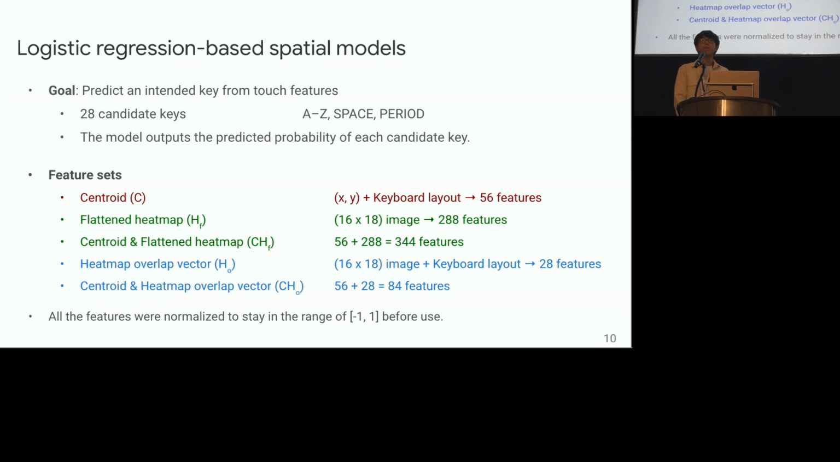Furthermore, we devised a novel representation of the heat map called the heat map overlap vector, which is more lightweight. As you can see, the heat map overlap vector results in only 28 features, which equals the number of candidate keys. I will explain next how to construct this, and we can also use the heat map overlap vector together with the centroid. After we have the features, we normalize them to stay in the range of -1 to 1 before we input them to the logistic regression model.